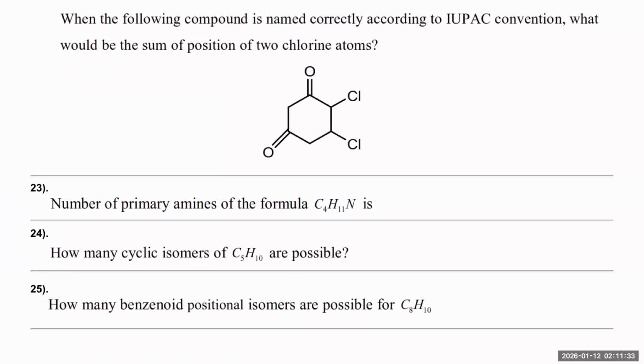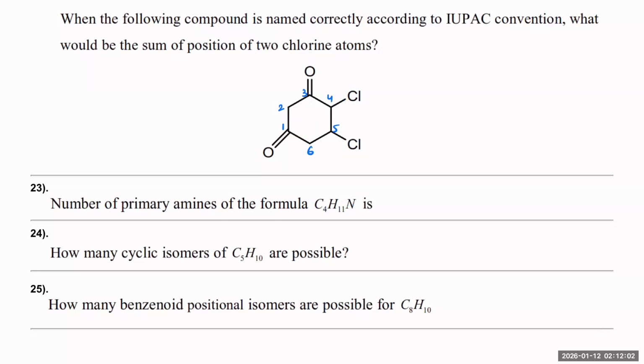Which of the following compounds is named correctly according to IUPAC convention? What would be the sum of the positions of two chlorines? Okay. So now notice, obviously ketones have to be given the high priority. So we start with 1, 2, 3, 4, 5, 6. You might think, sir, why don't we start from here? 1, 2, 3, 4, 5. Can you see the chlorine is coming at 5 and 6? That means it is coming at a higher locant. So that is not correct.